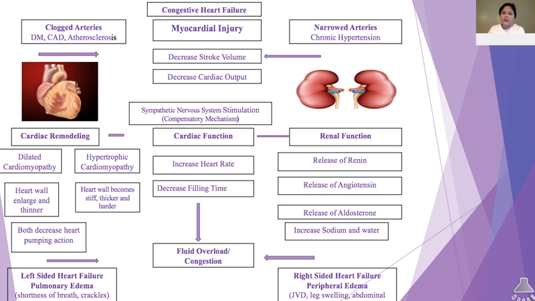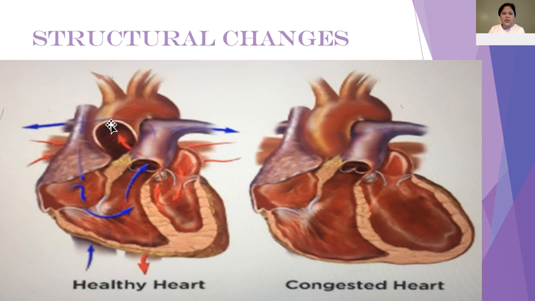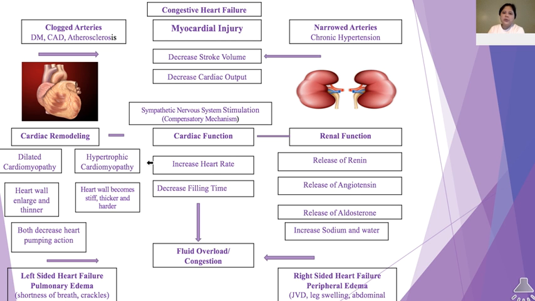In cardiac remodeling, we are going to show in here structural changes that occur in the heart. See the size and shape of the healthy and see the size and shape of a congested heart. So in cardiac remodeling, dilated cardiomyopathy occurs when the heart wall enlarges and becomes thinner, and in hypertrophic, the heart wall becomes stiff, thicker, and harder, and both of these conditions decrease heart pumping action, leading to fluid overload and congestion.